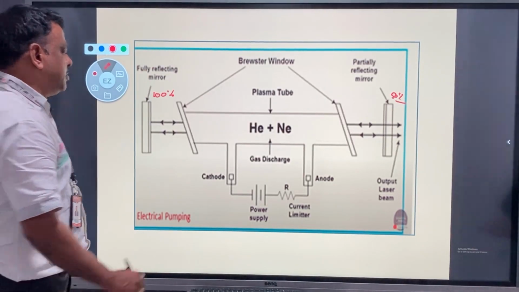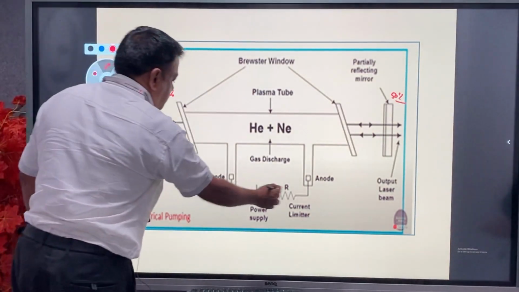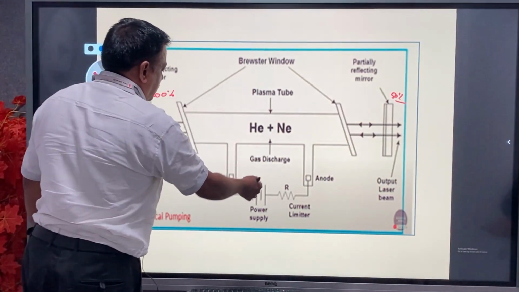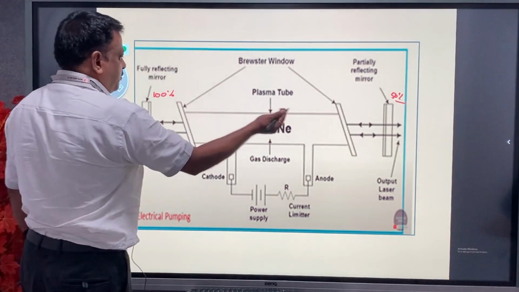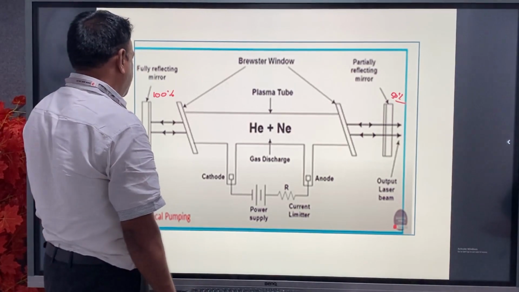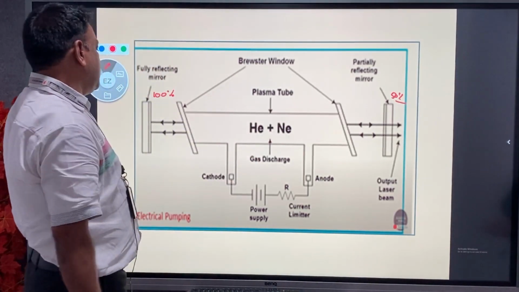Here we can observe that the helium-neon gas mixture is the active medium, the power supply acts as the electric discharge, and both mirrors act as the optical resonator. Now we come to the construction of the helium-neon laser.